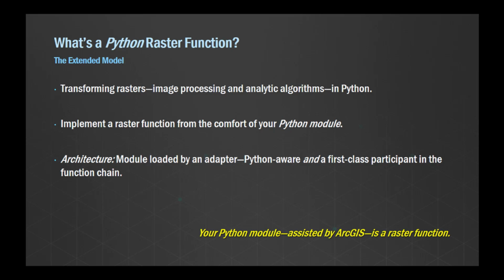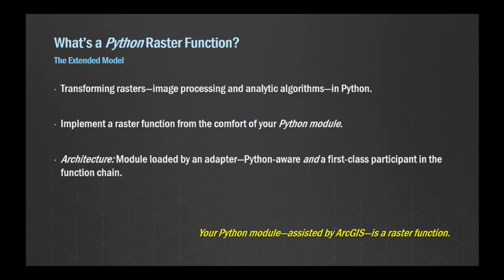So this is the same idea. We're transforming one raster to another, but we're pipelining it through Python. You can do it all in the comfort of your own Python module. Again, you have access to all the cool free Python libraries that are out there. These Python raster functions are first-class participants in the function chain, so it looks like a node in your function chain.